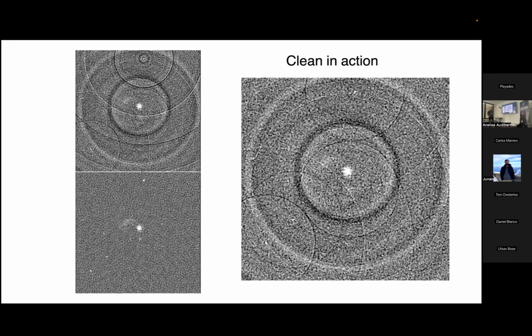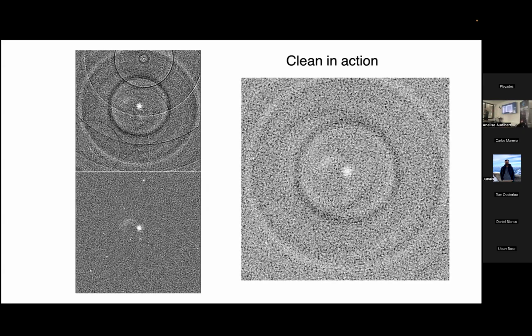This is in action. So this is the dirty image. And you can see there are a few sources here, and there's an extended source here. And each of them has these rings around it. This extended source, of course, because it's extended, the rings have become fuzzy. It's because the source is fuzzy.